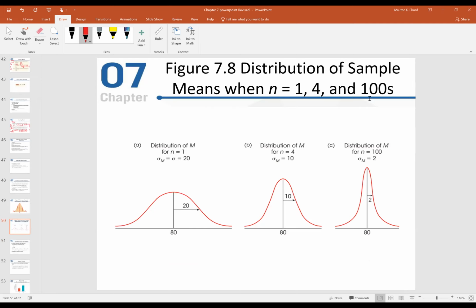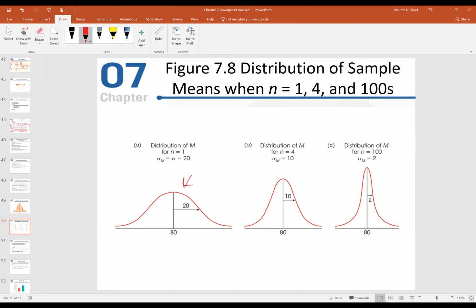So here is the distribution of sample means when the sample sizes are 1, 4, and 100. We kind of got the gist of this already, right? When the sample size is 1, your standard error equals your standard deviation, which in this case was 20. So this is what the distribution would look like.